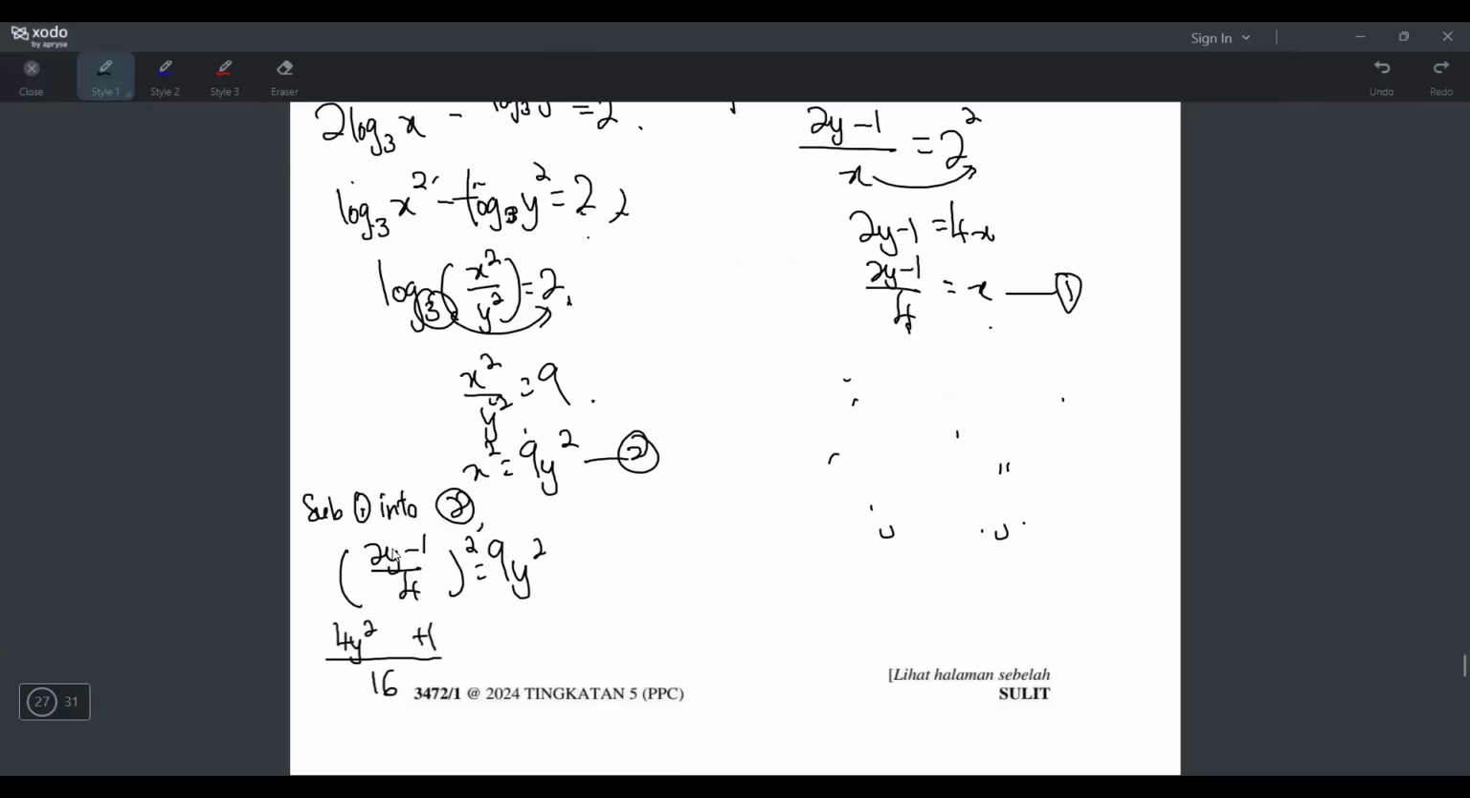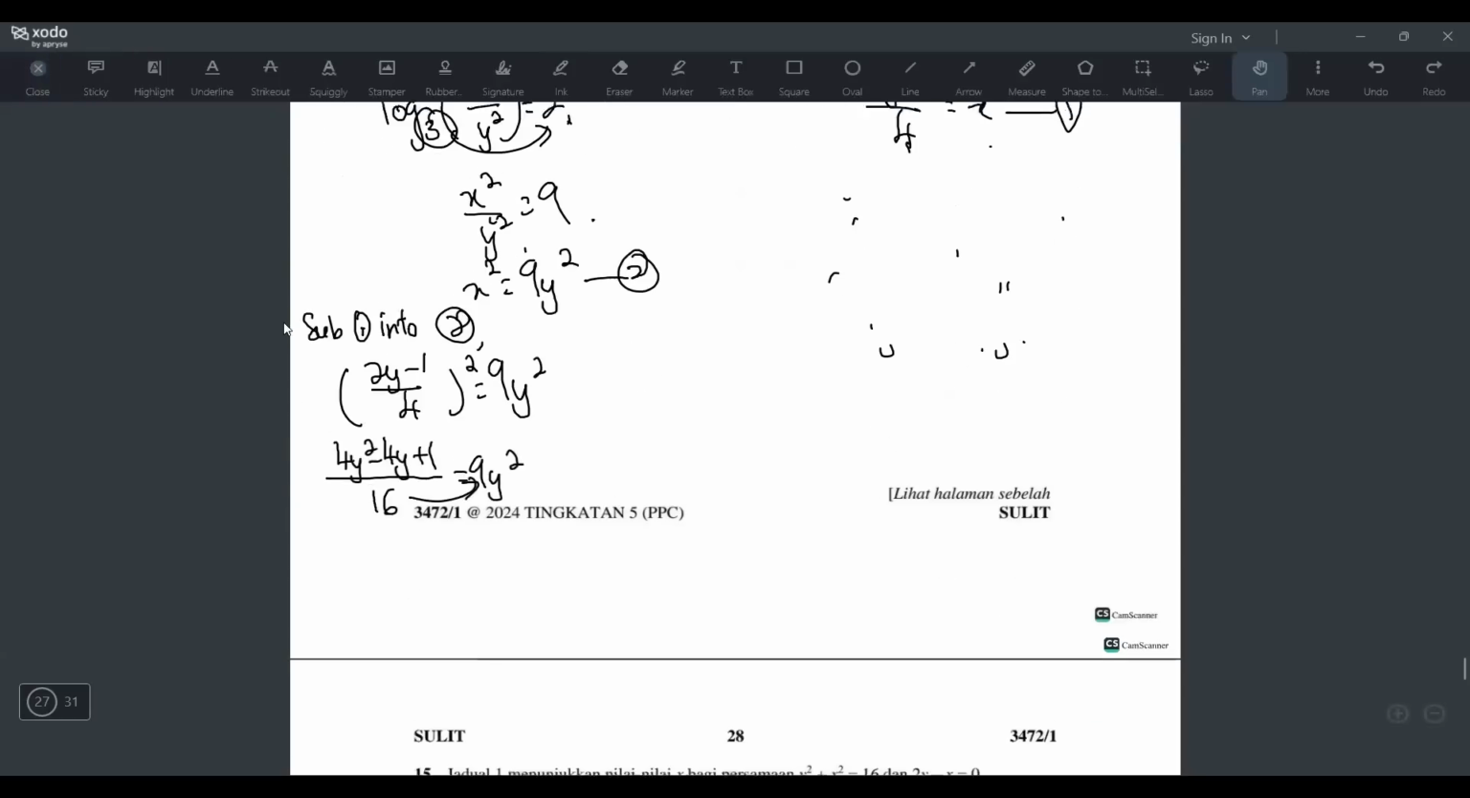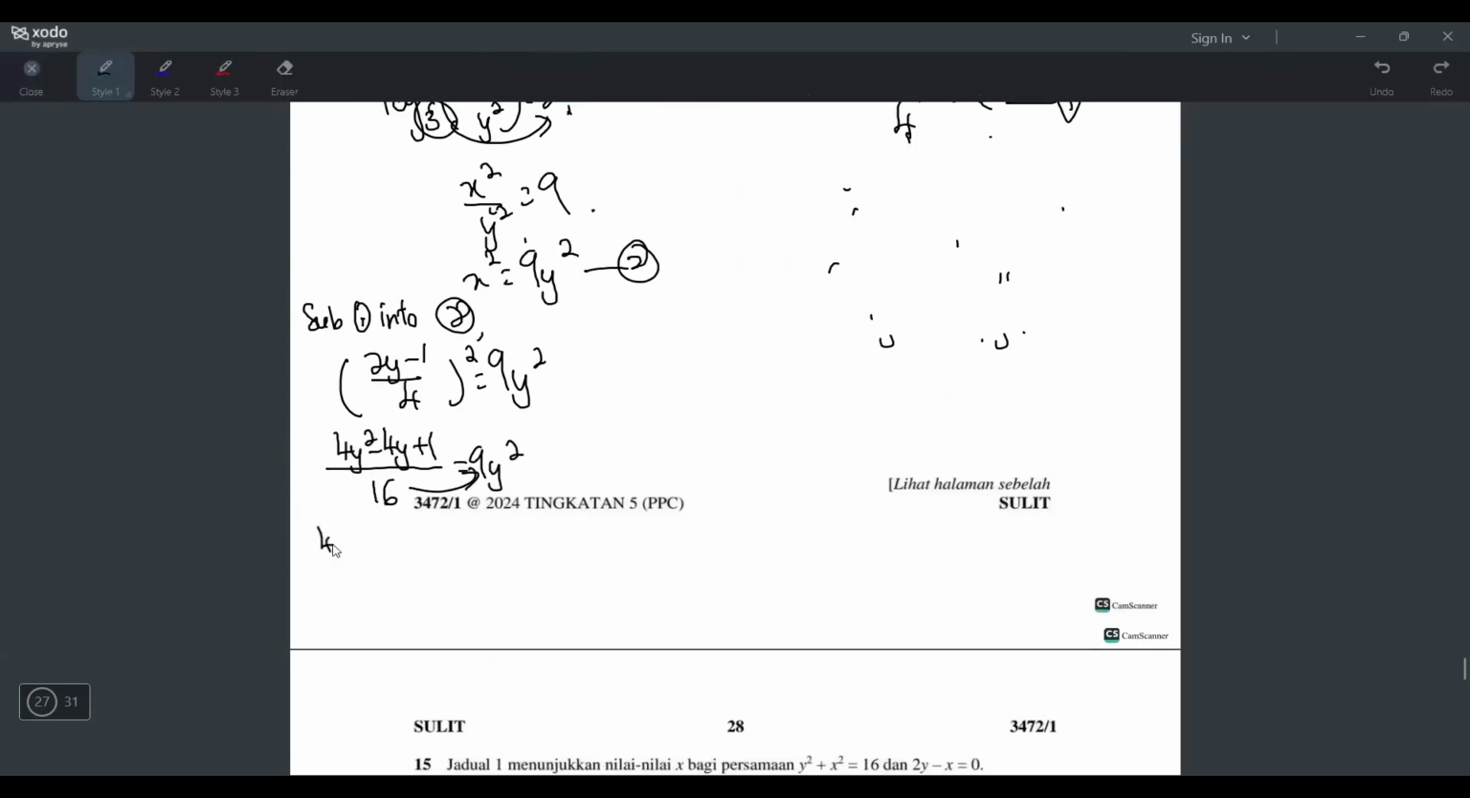Wrong, this one wrong. You can take 2y square, but afterwards you have to take 2y times negative 1 times 2. So 2y times negative 1, negative 2 times 2, negative 4y. And then baru ambil negative 1 square. This is the correct method. And then equals 9y square. 16 pindah atas lah. So it becomes 4y square minus 4y plus 1 equals 9 times 16. Just press. So my calculator give me 144y square.